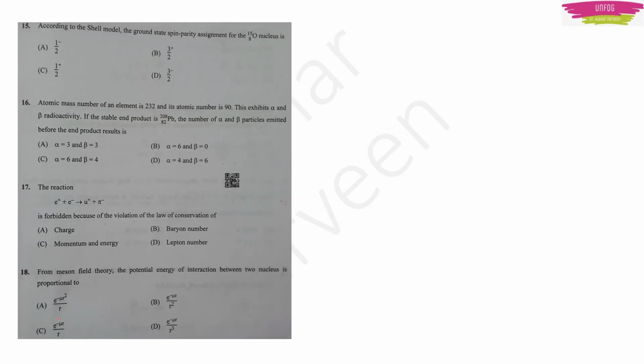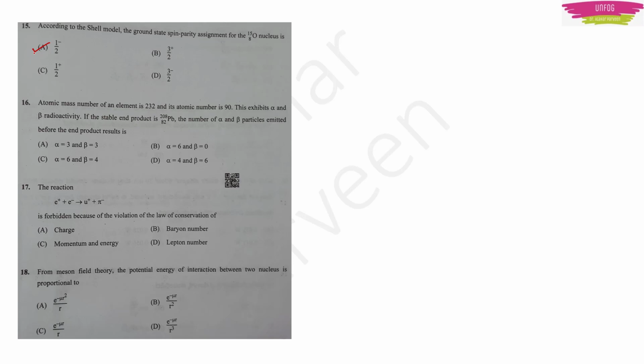Moving on, question number 15. According to the shell model, the ground state spin parity assignment for oxygen 15/8 nucleus is. It is actually an odd parity. So it will be minus half. Option A will be the right answer.